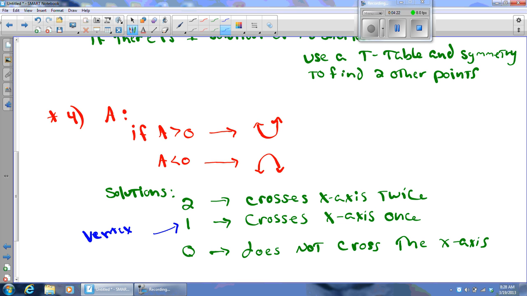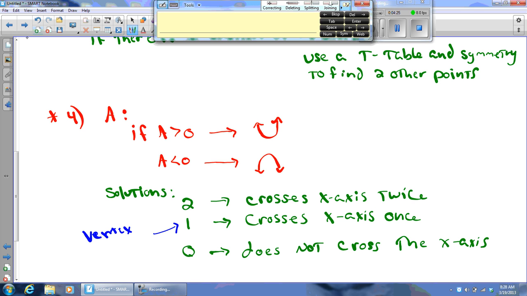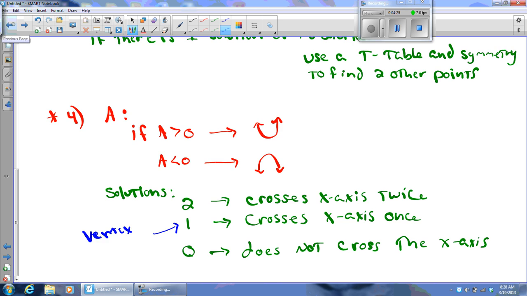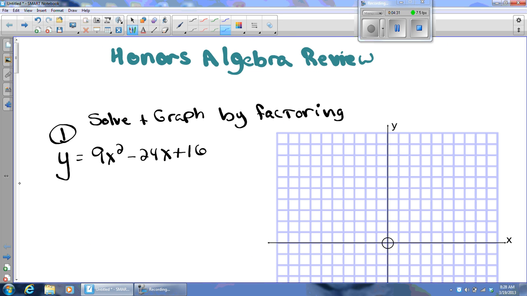Now I'm going to be referring to these steps. I'm going to go back here and do this problem. Hold on, something is opening up for me. Let me get rid of that. So let me go back a page here, and I am told to solve and graph by factoring.